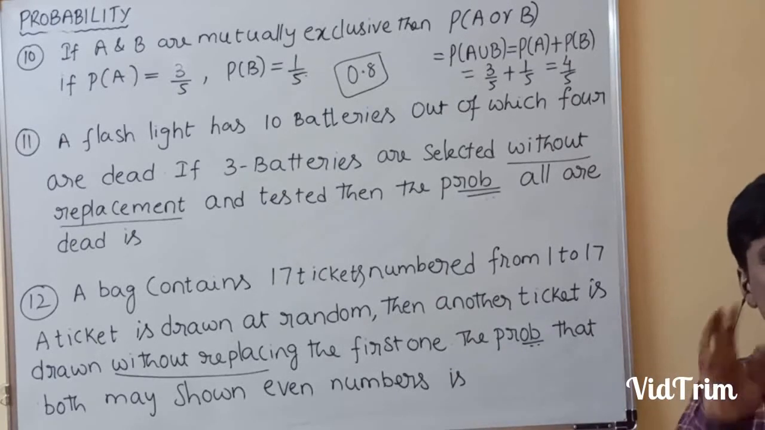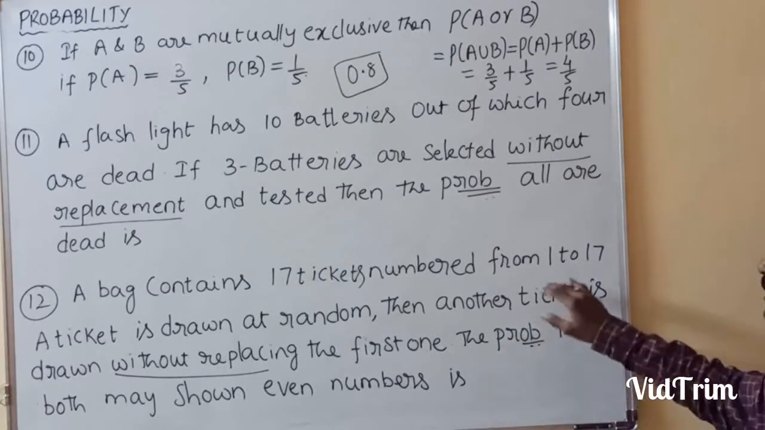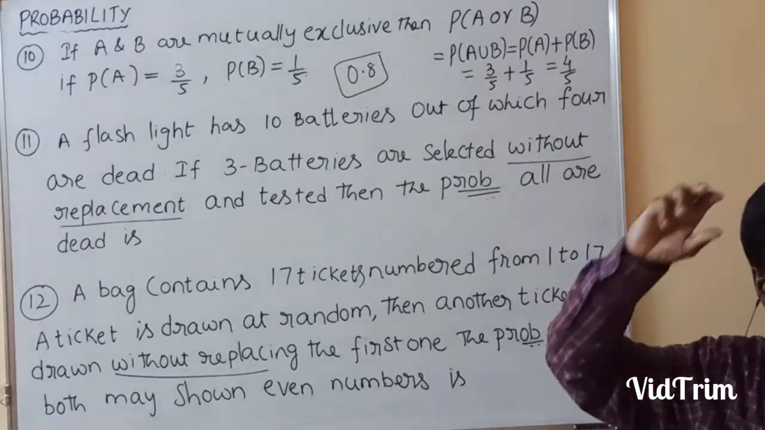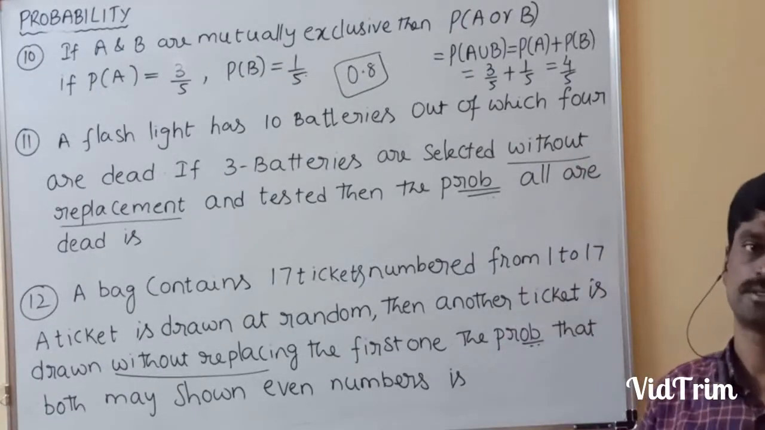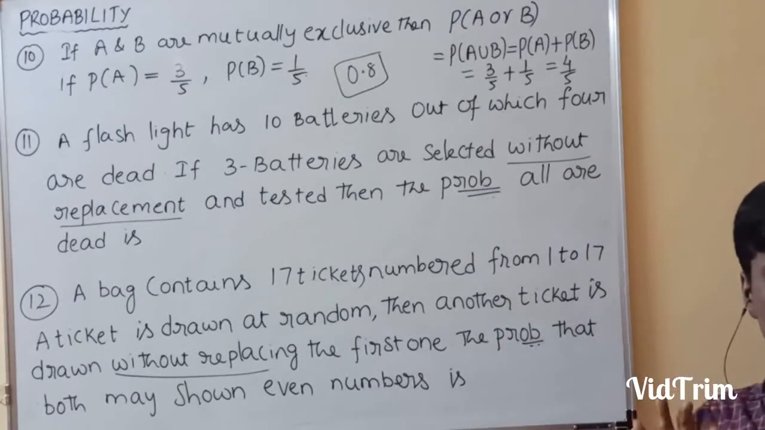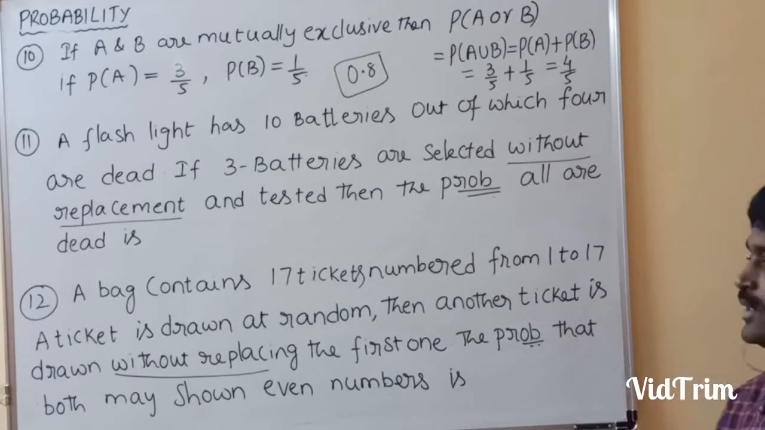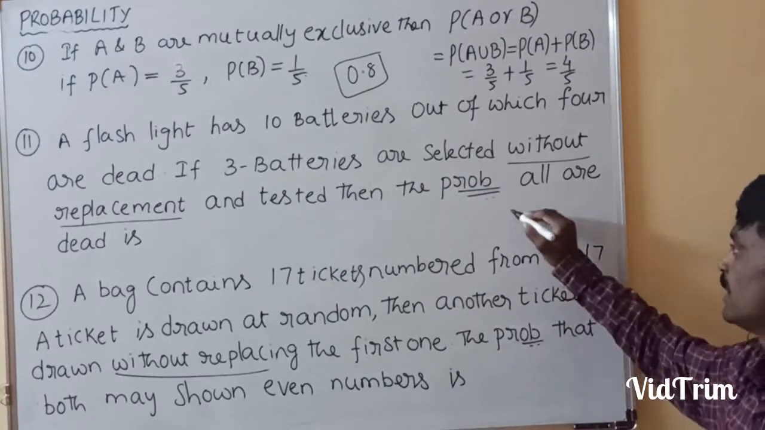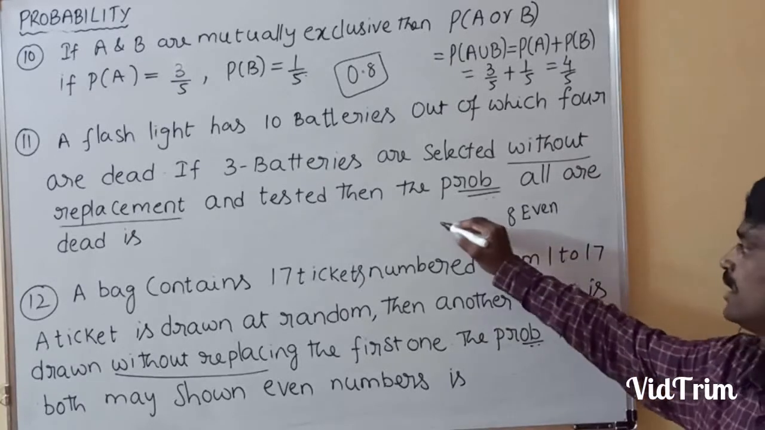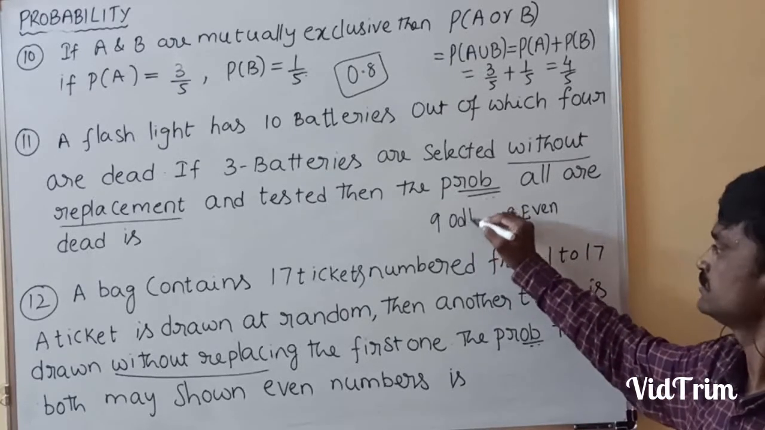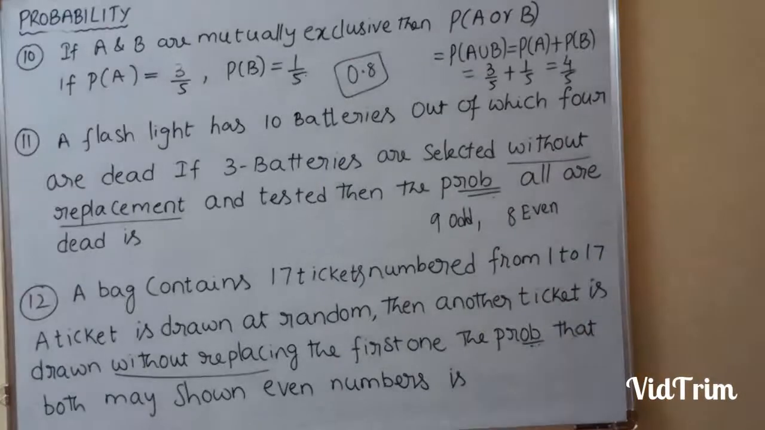So in 8 and 9, which is the more number? 9. That means from 1 to 17, 9 numbers are odd numbers, 8 numbers are even numbers. So from 1 to 17, 8 are even and 9 are odd. Now the question is what?